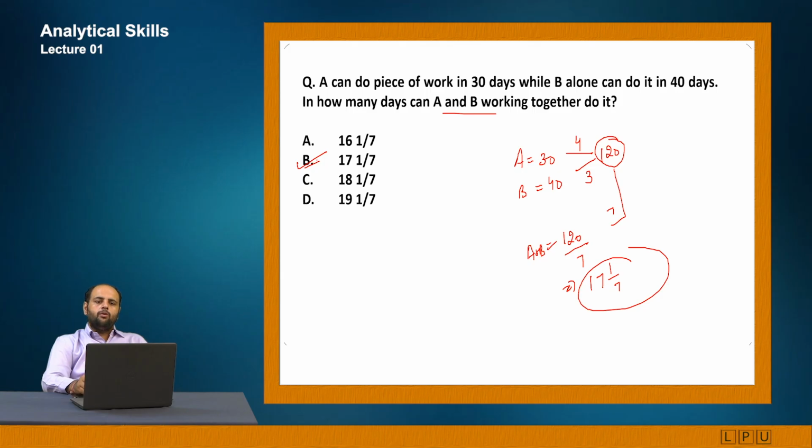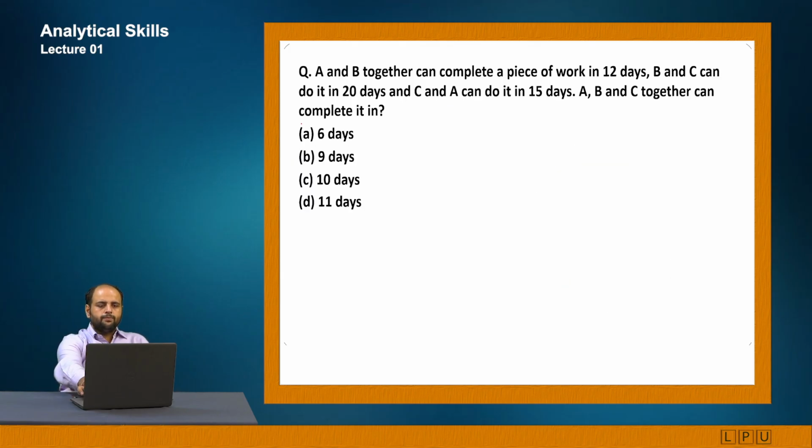Okay, I hope it is clear to all of you how to solve the questions by using the LCM method. Now, the next example, he is saying that A and B together. As we know that if there are 2 persons, then what are the possibilities? That is A, B and A plus B.